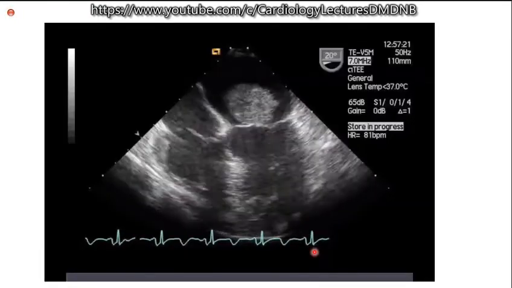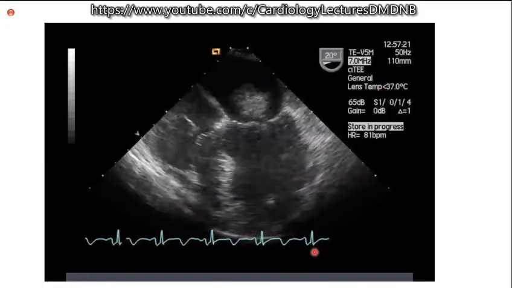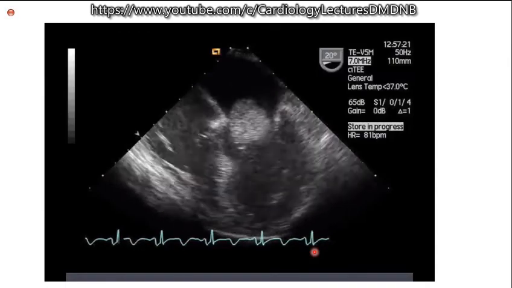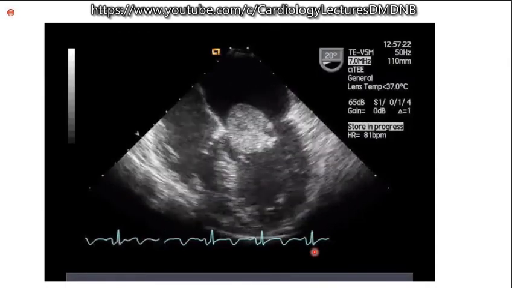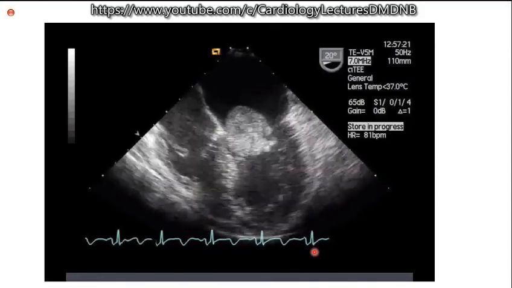Rarely it can be seen in the mitral leaflet also. Very rare, it's a rare one. Here, actually, the fibrous masses are much less, but you can see areas of liquefaction, and this was surgically removed and was confirmed as a case of myxoma.